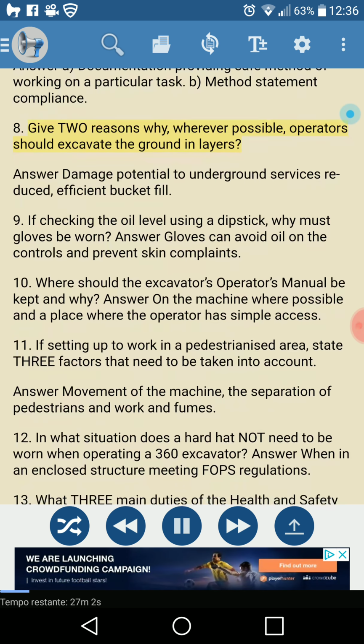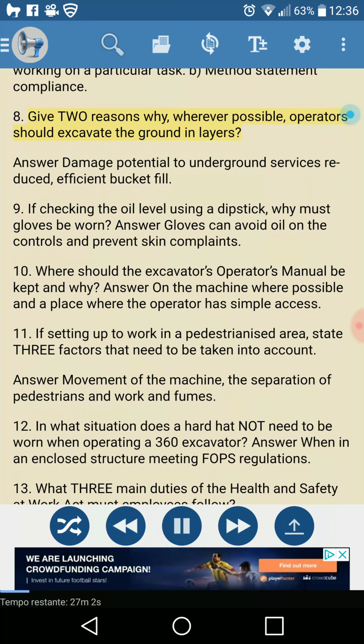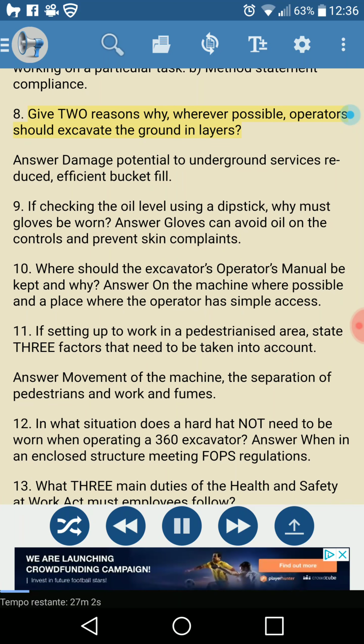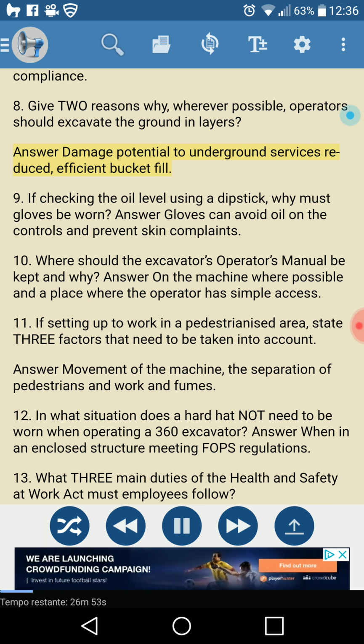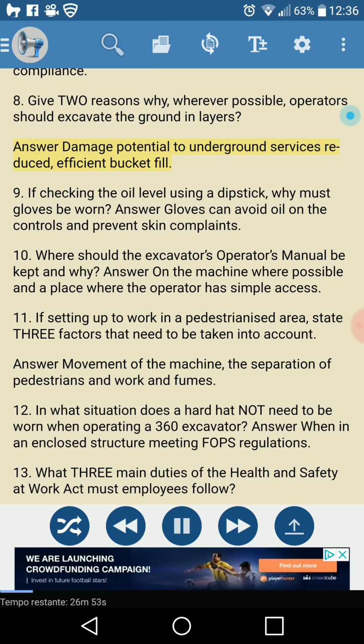8. Give 2 reasons why, wherever possible, operators should excavate the ground in layers. Answer: damage potential to underground services reduced, efficient bucket fill.